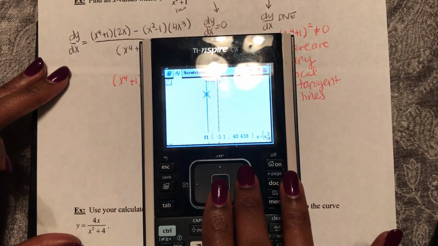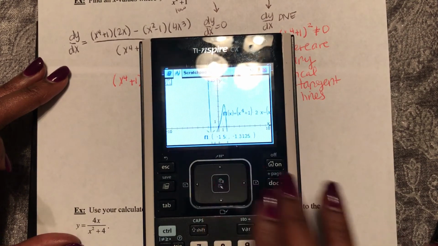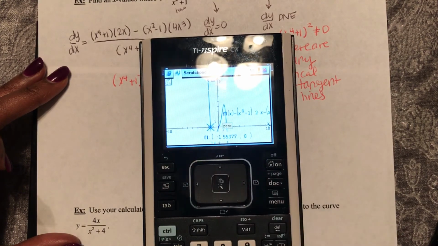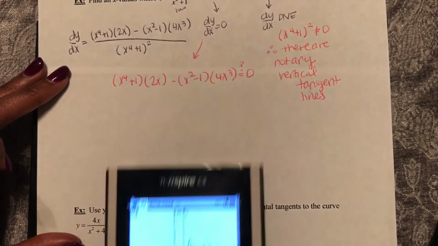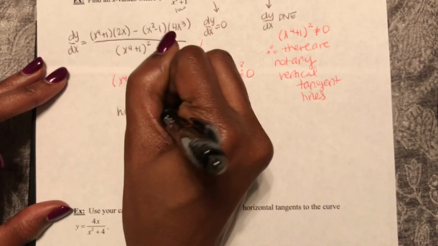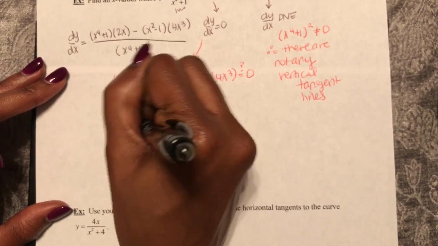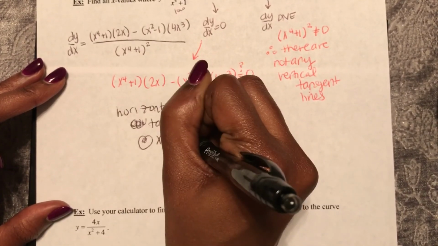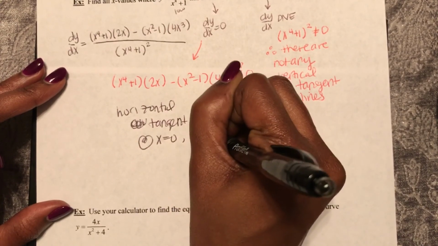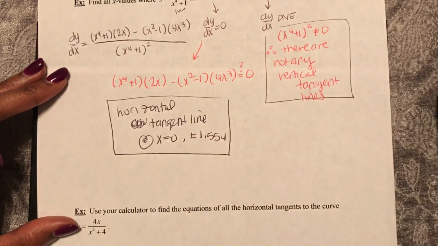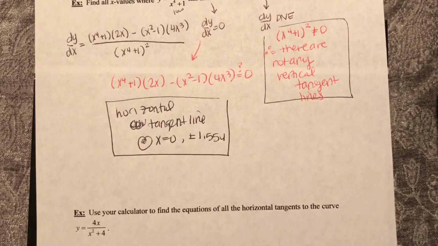negative 1. Oops, went too far. Negative 1.554. If I press enter, I think it saves that point. Yeah. So it has horizontal tangent lines at x equals 0 and plus or minus 1.554. So we were able to use our calculator to save some time and find zeros. Keep that in mind for calculator active problems.